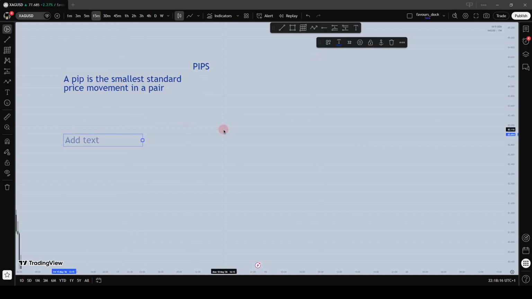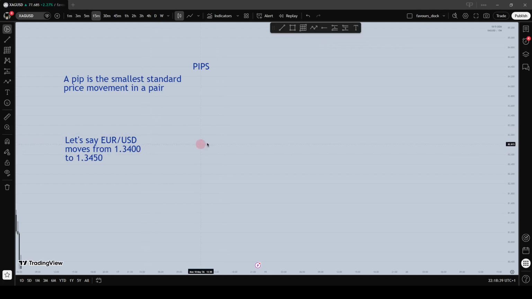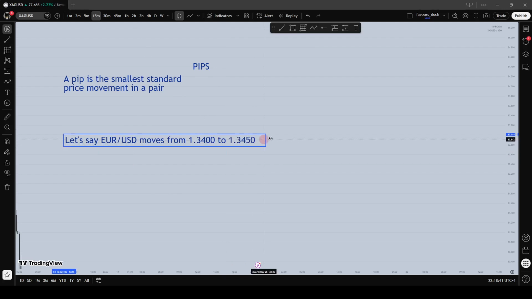So, let's say EUR/USD now moves from 1.3400 to 1.3450. What would you say the increase is? 50 pips. You're correct, but how did you get the answer? The difference in the number.